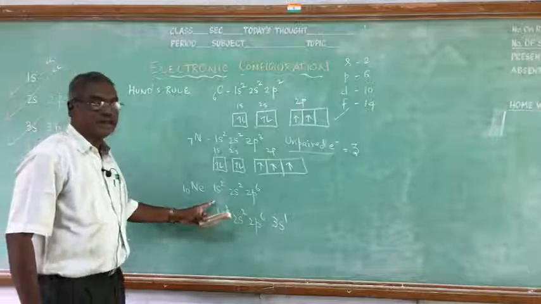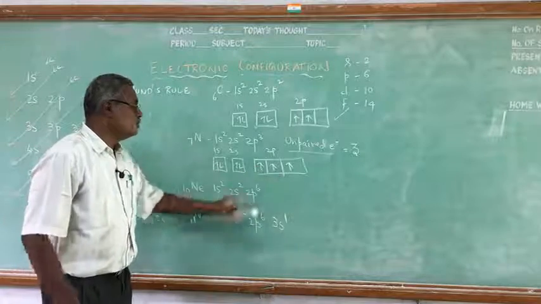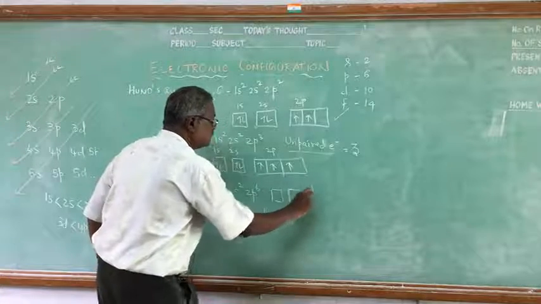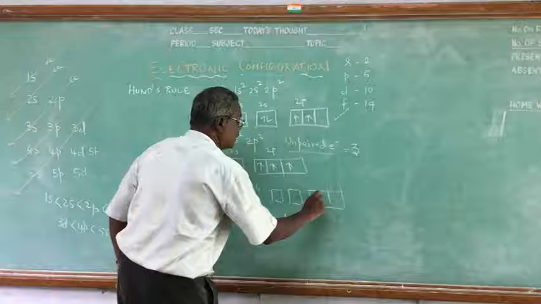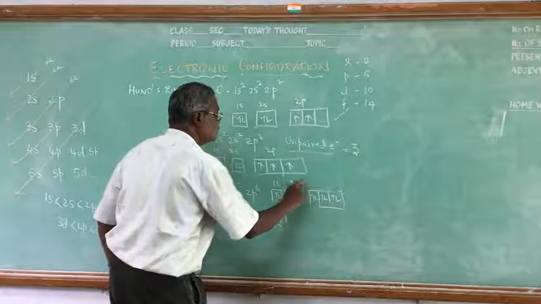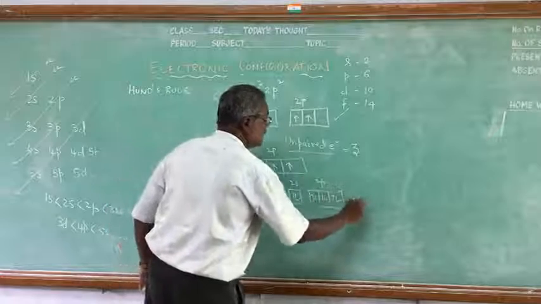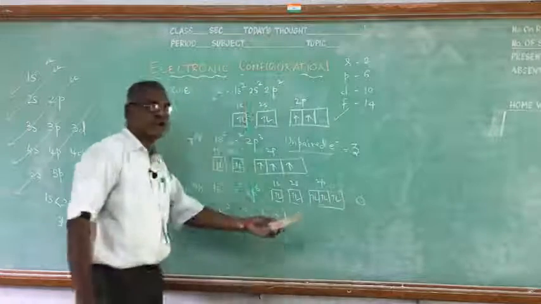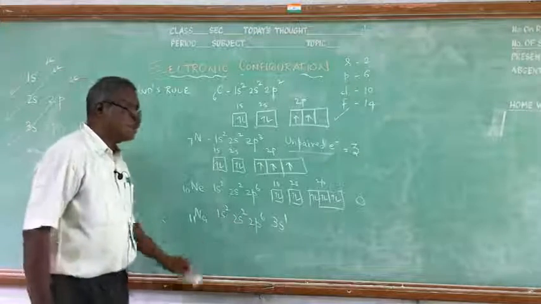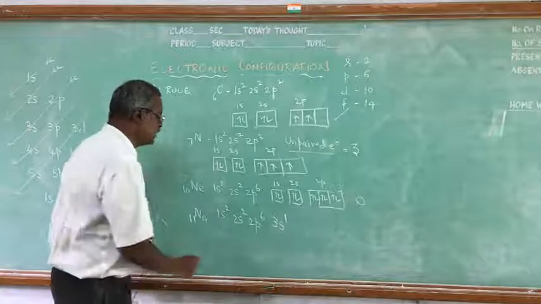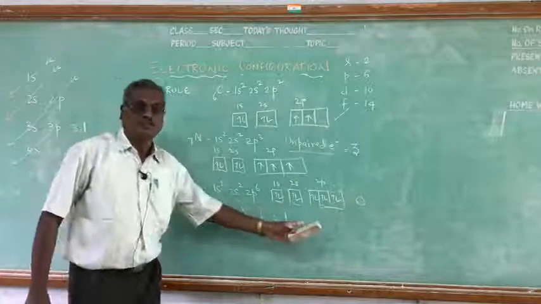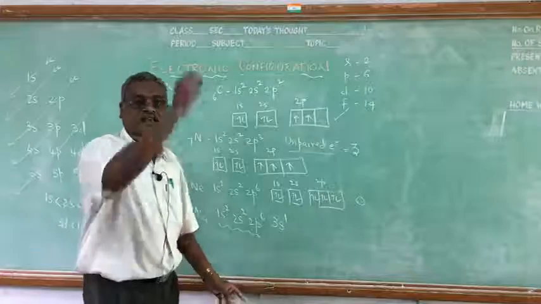In neon, how many unpaired electrons are there? If I draw the box diagram, 1s2, 2s2, 2p6, 6 means here also 2, 2, 2, under 1s, 2s, 2p. So how many unpaired electrons here? 0. There is no unpaired electron for neon. So now this is the electronic configuration. Neon is a completely filled shell, so neon comes in the inert gases.